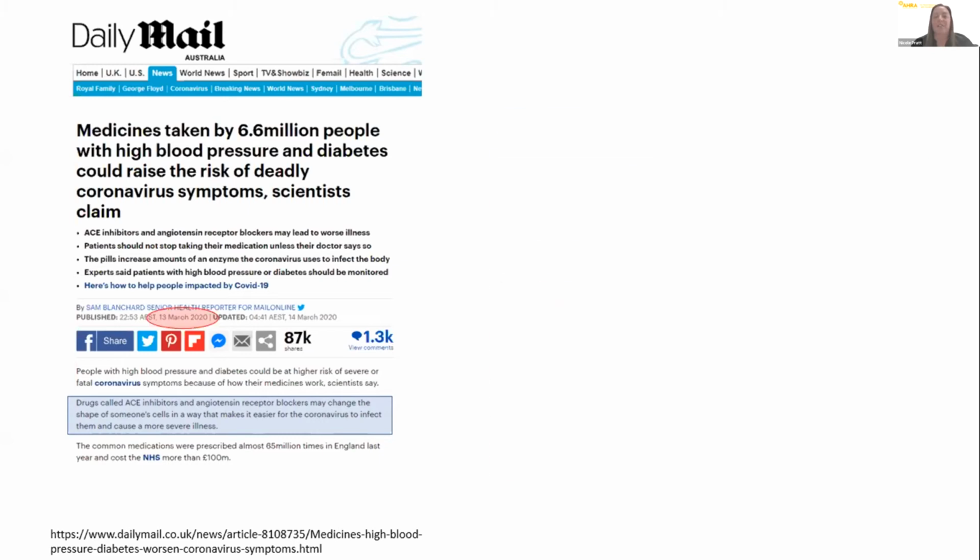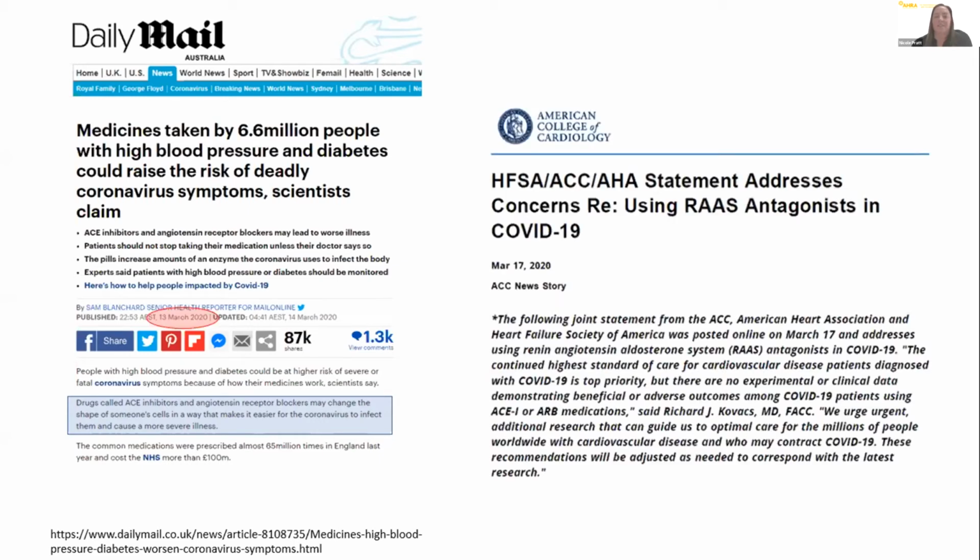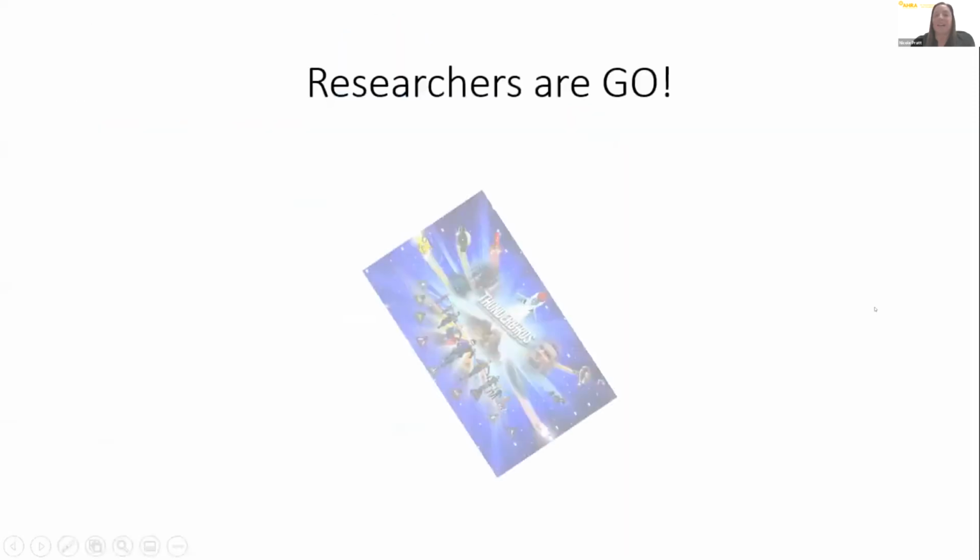So that came out in March, and that led to the American College of Cardiology releasing a statement suggesting there's actually no clinical or experimental data that demonstrates that these medicines are either beneficial or cause harm. So please don't stop taking your medicines, consult with your doctor, and they suggested that additional research needed to be done to actually understand this problem.